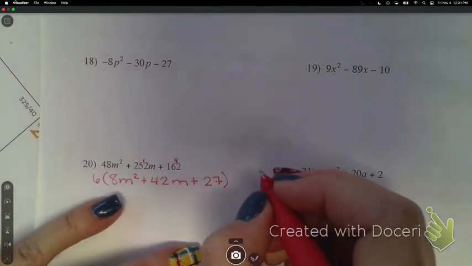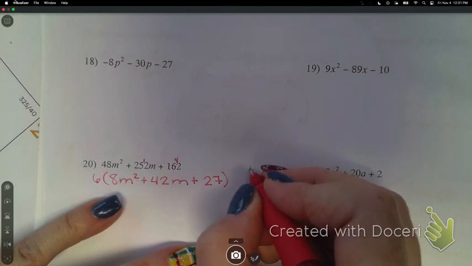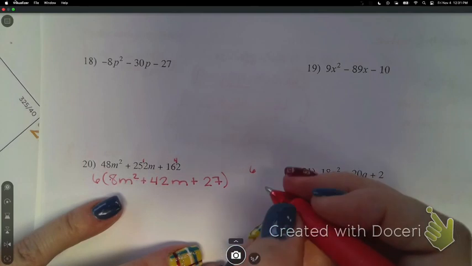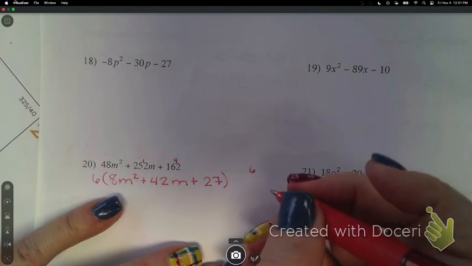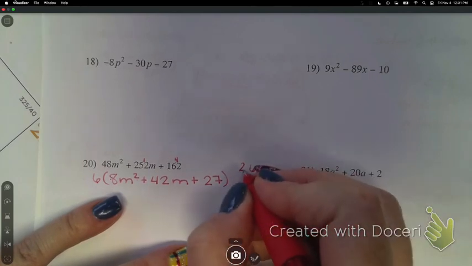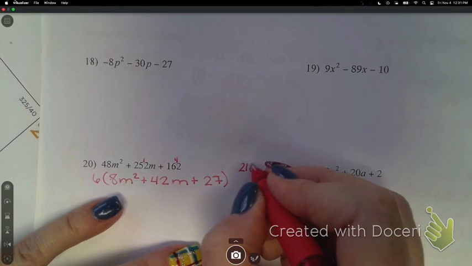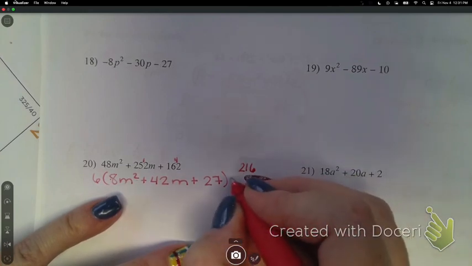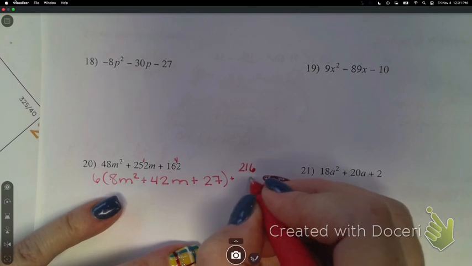So 8 times 7 is 56. So 6, carry a 5. 8 times 2 is 16, plus 5, 21. So are we going to add or subtract? Add. They're both going to be what? Positive. And we have to get what?